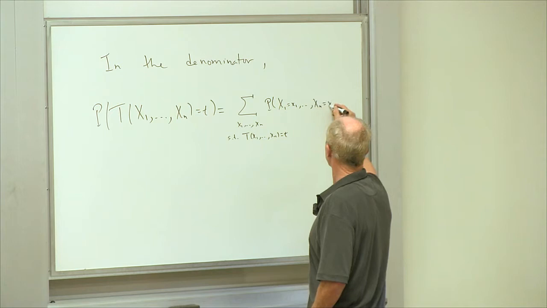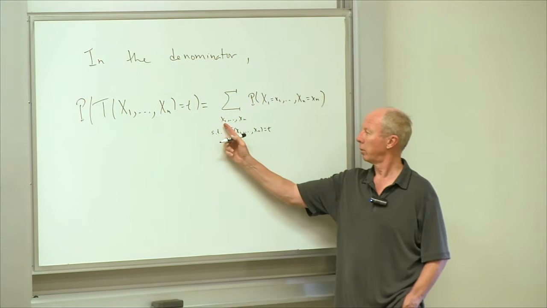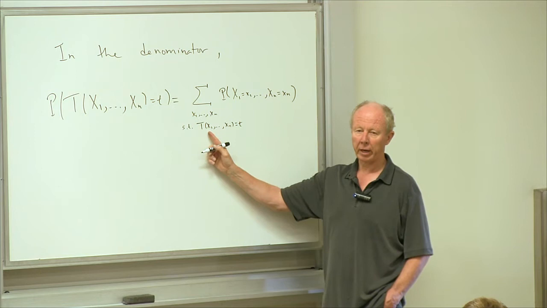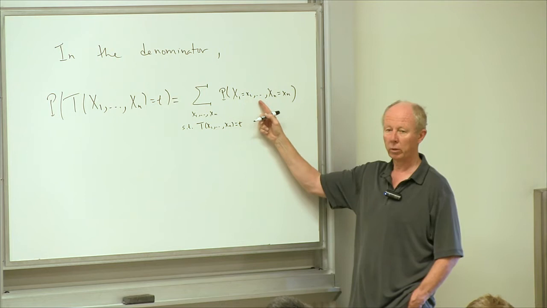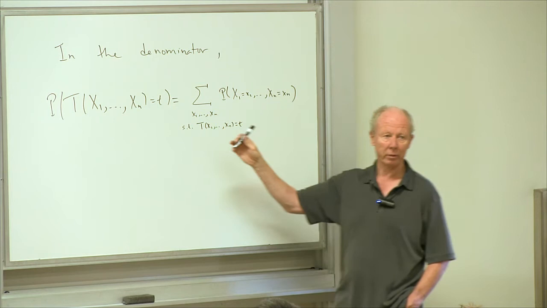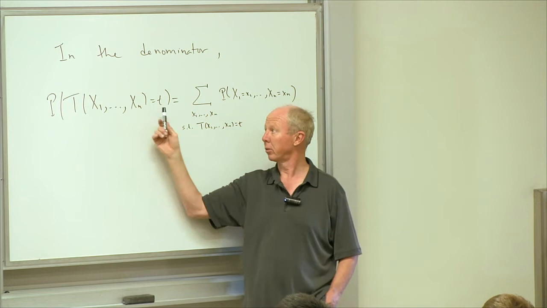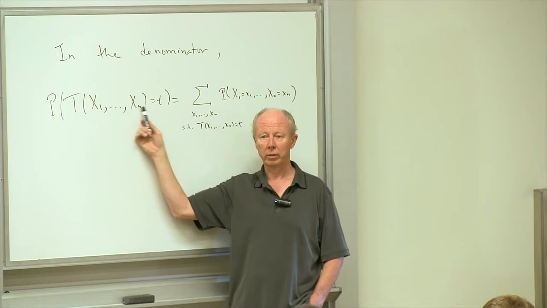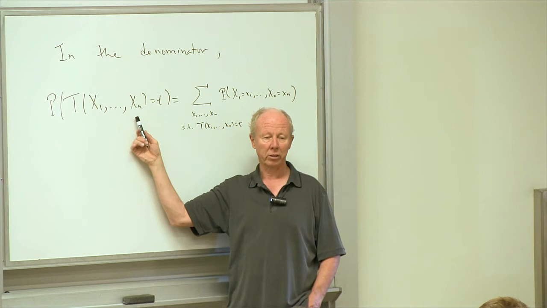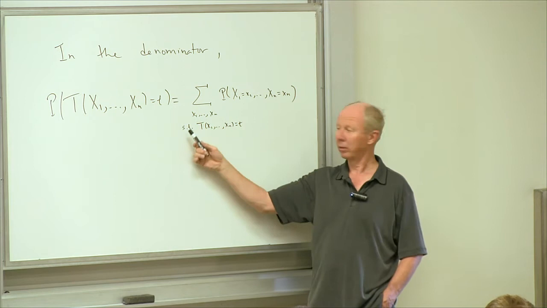Okay, so we just sum over all the values little x1 through little xn which give a capital T value equal to little t. The probability that capital X1 is little x1 through the probability that capital Xn is equal to little xn. This gives the probability that capital T is equal to little t. Because how could capital T be t? Well, this must be some value little x1, the next thing must be some value little x2, the last thing must be some value little xn, so that this function of those little x's is t. And then you sum over all the possible ways that you can get little values x1 through xn with capital T value equal to little t.